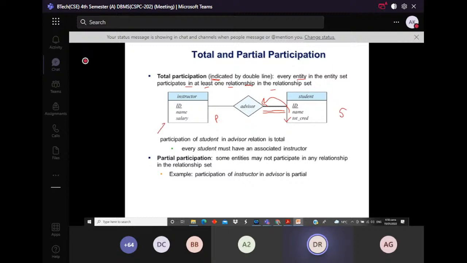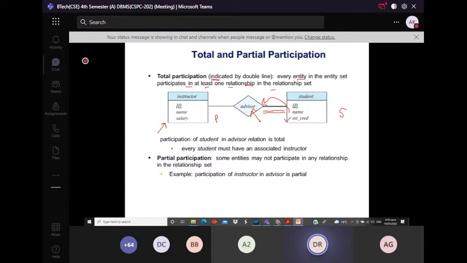That is, there can be some faculty members who are not associated with any student. There are some faculty members who are not advising any student, not even a single student. So that means this instructor entity is partially participating in this advisory relationship, but the student is participating totally in this relationship.